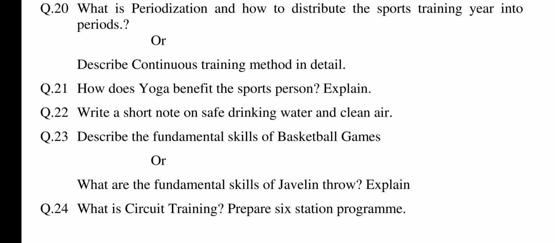In 1 year, the training programs are divided into 3 parts. Number 1, preparatory period. Preparatory period has 3 phases. Number 1, phase first; second, phase second; third, phase third. Then, second point, competition period. And third point, transitional period or off season. Explain all these periods in a few lines.